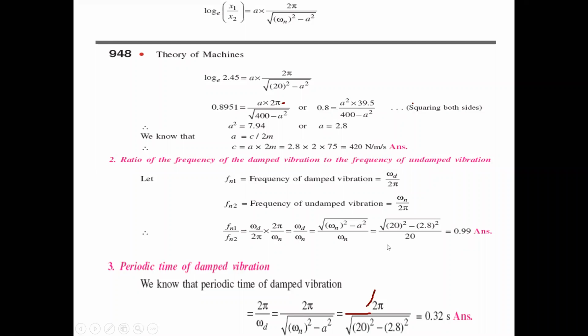Now going to find the third determining value, that is the periodic time of damped vibration. What is the formula for periodic time? For damped vibration, Tp equals 2 pi by omega suffix d, which means 2 pi by square root of omega n square minus a square. Just substitute the known values in our equation, and finally we get 0.32 seconds.